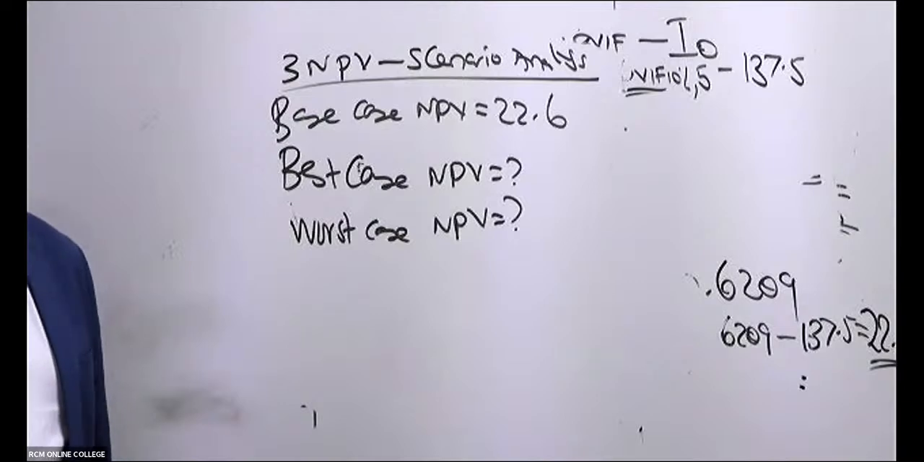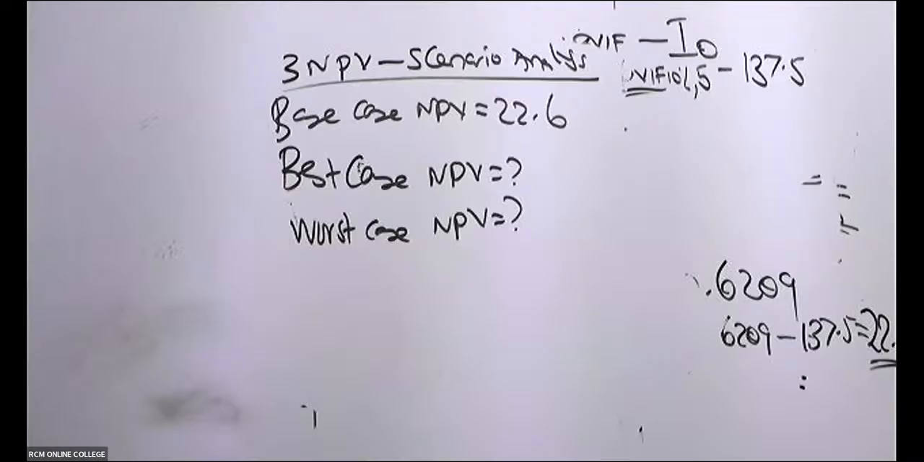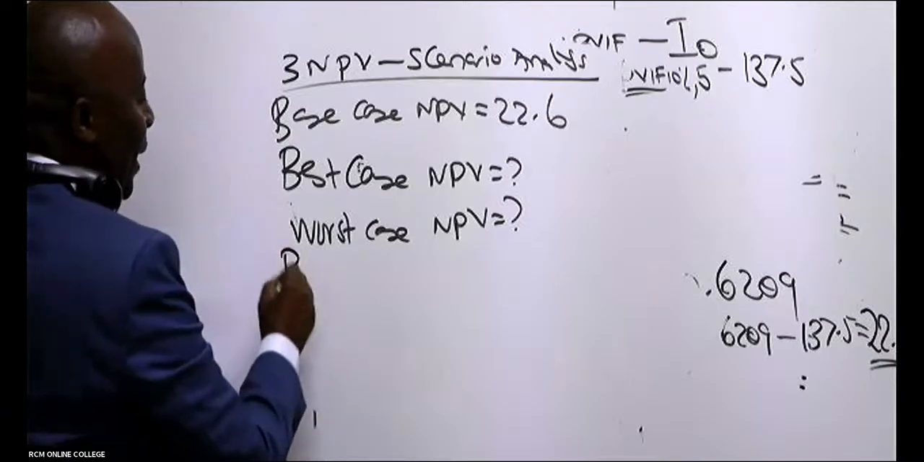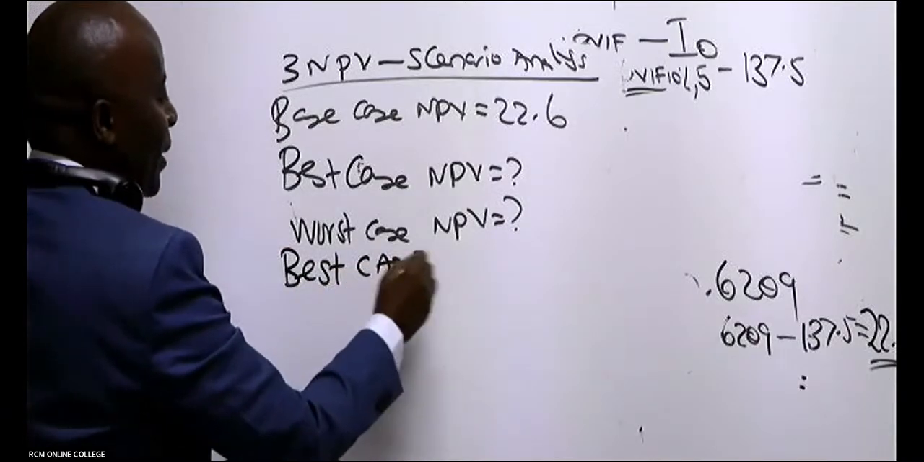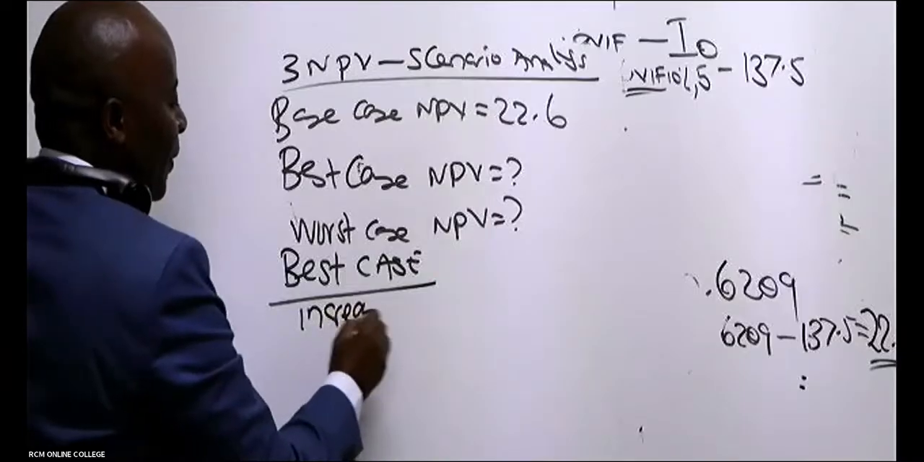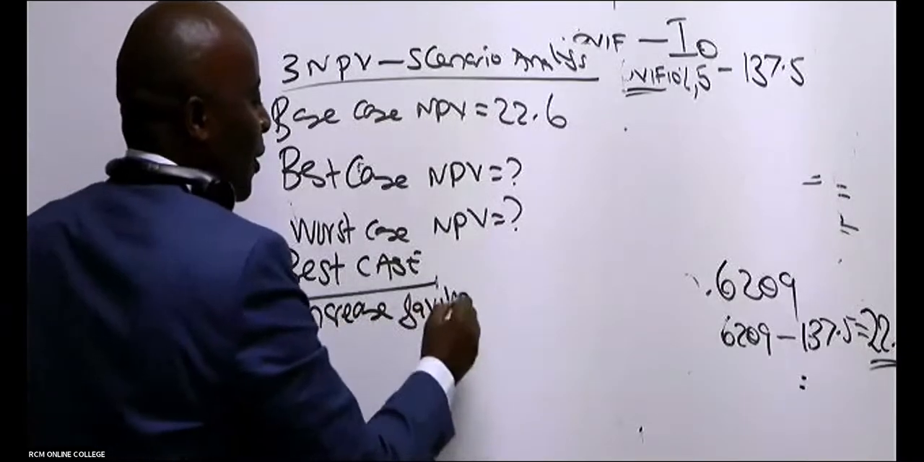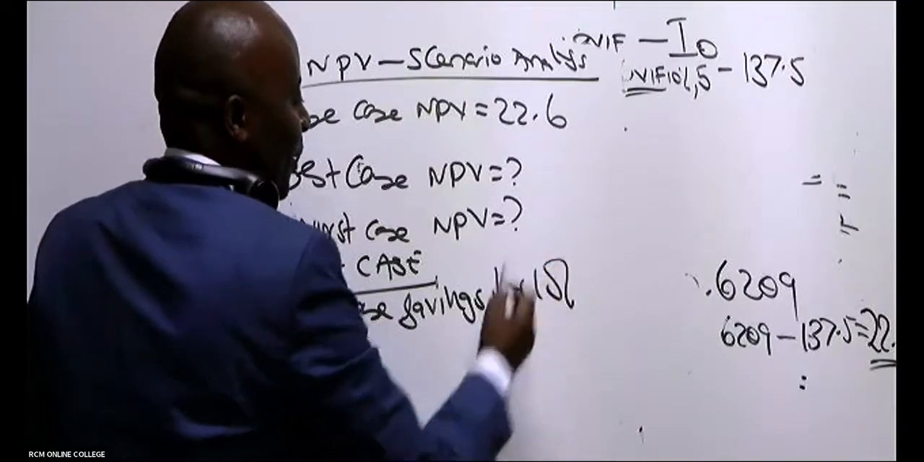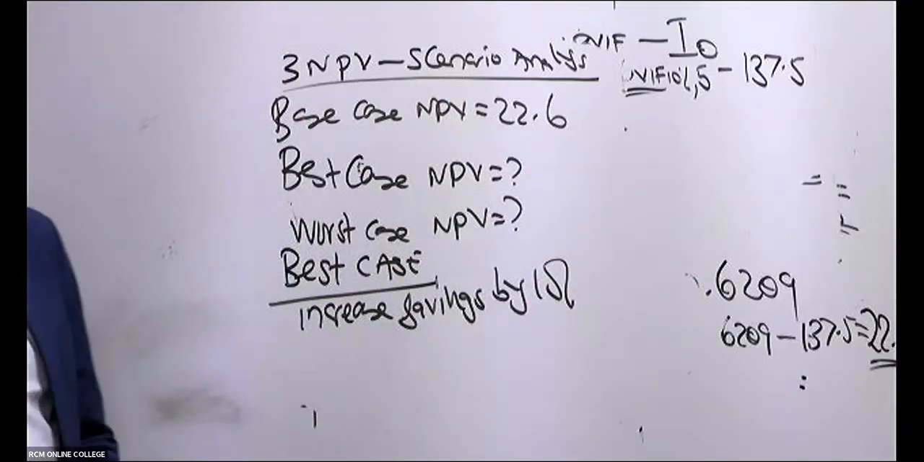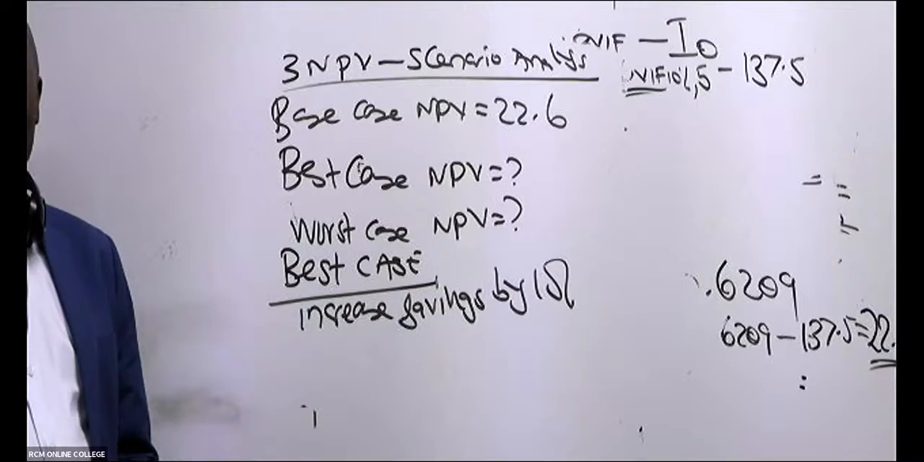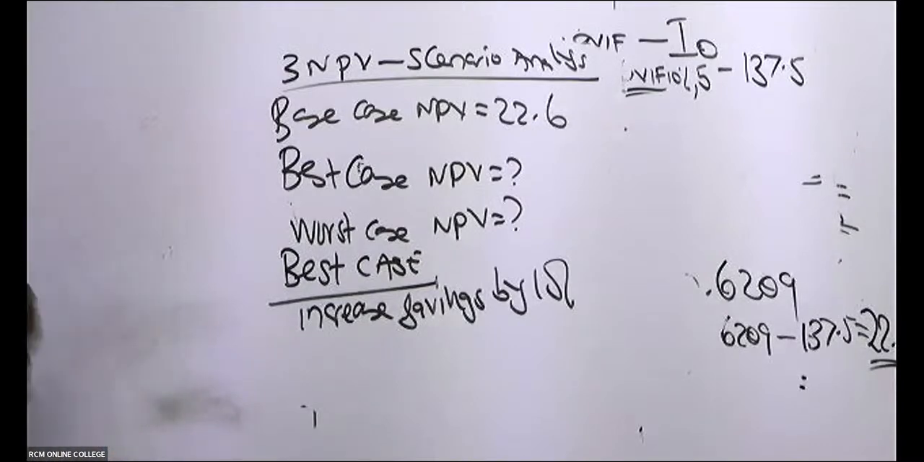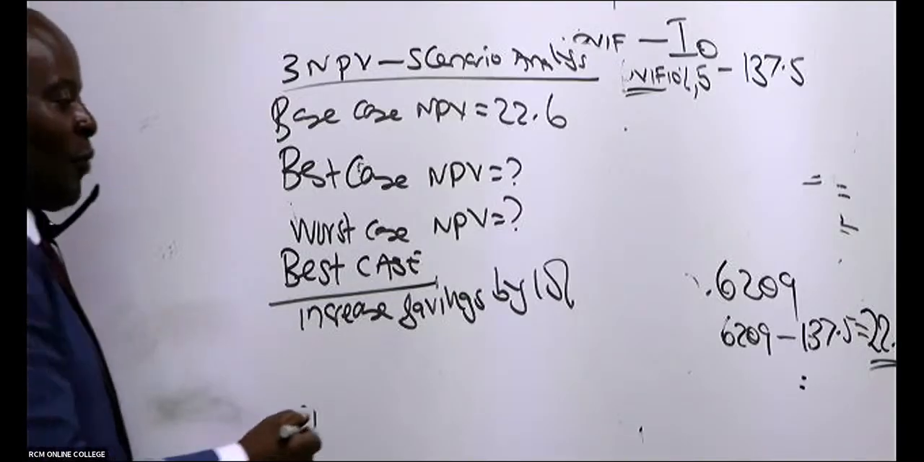For you to get the best and the worst, you must look at the percentage variation given. They have told us to vary this variable by 10%. So let's start with the best case. We shall increase savings by 10%. When our savings improve, that is good for us. Remember, our original savings were 45, isn't it?